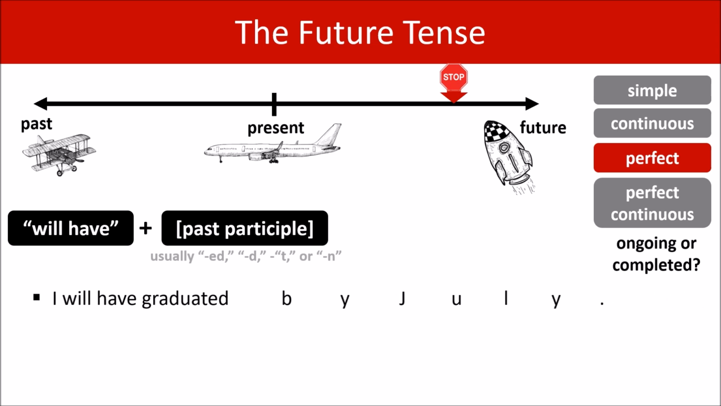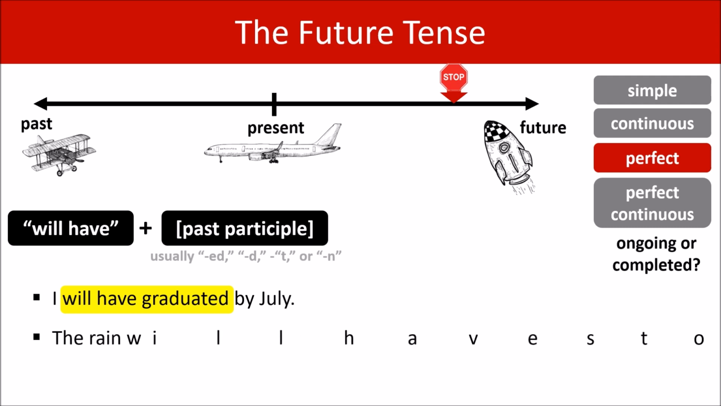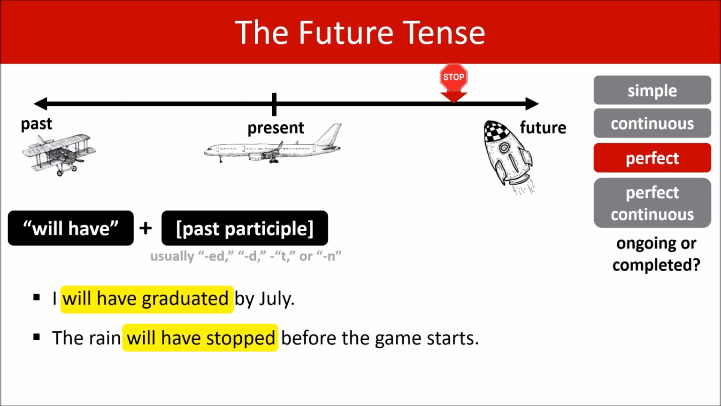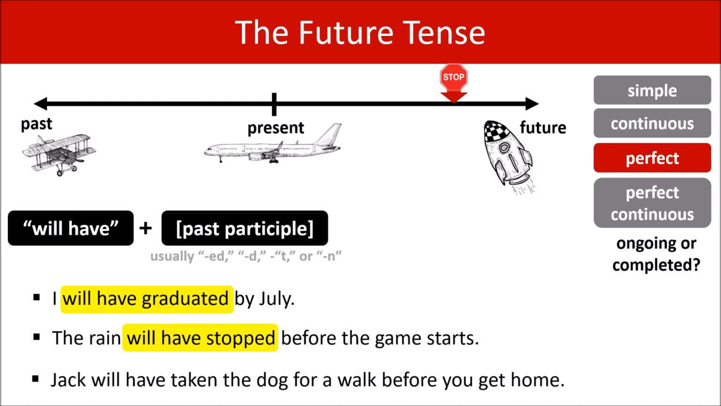Let's look at an example. I will have graduated by July. Will have graduated. That's the future perfect tense. The rain will have stopped before the game starts. Will have stopped. That's the future perfect tense. Jack will have taken the dog for a walk before you get home. Will have taken. Another example of the future perfect tense.